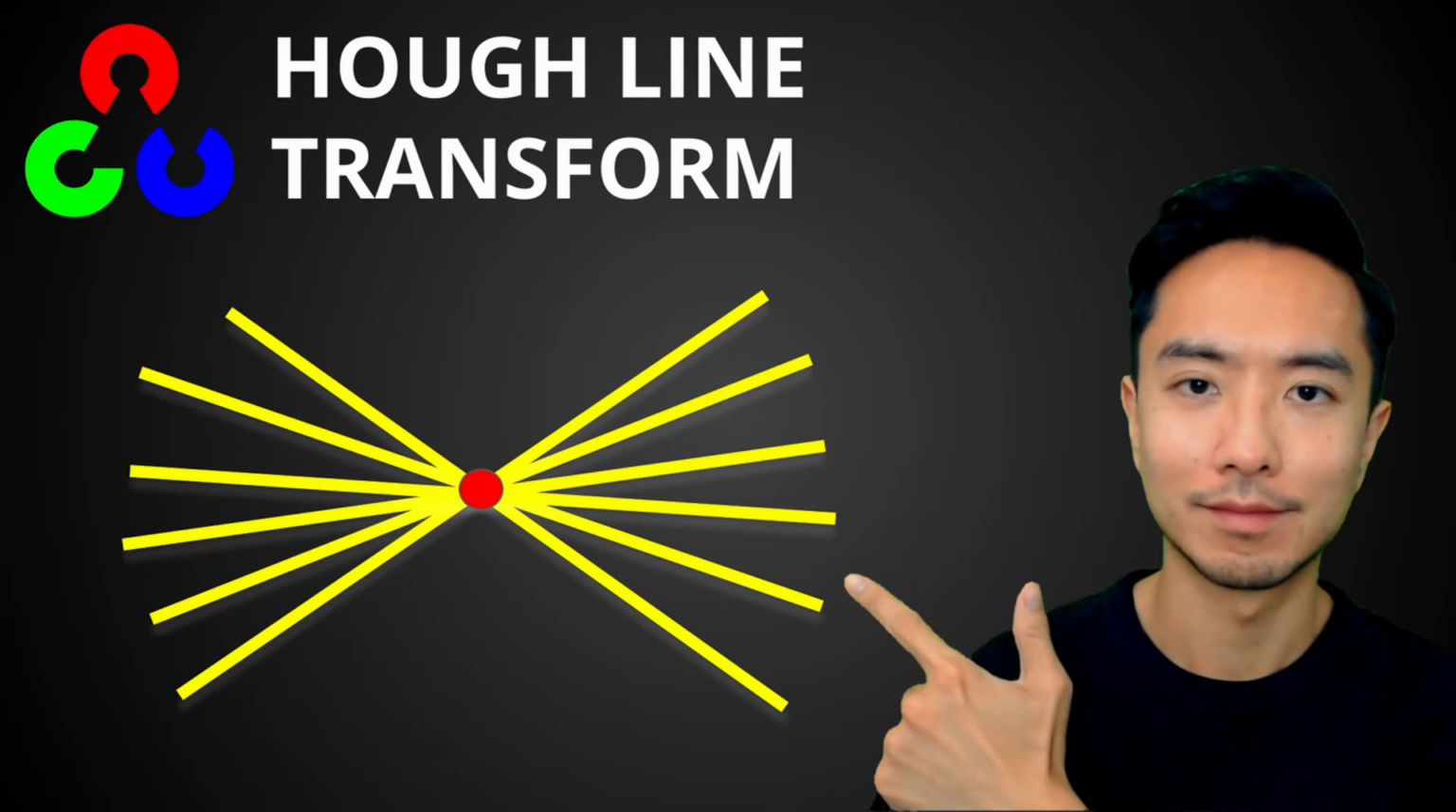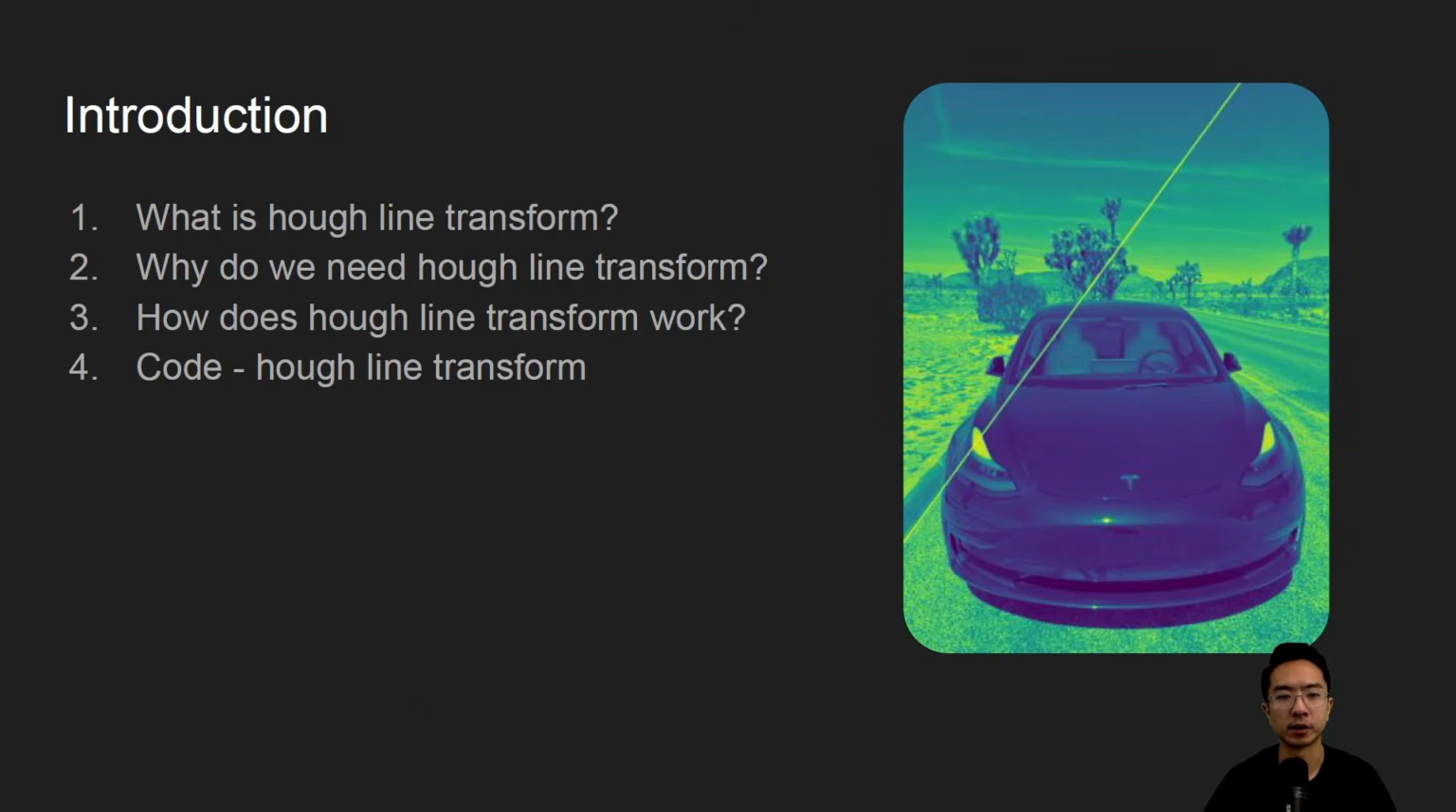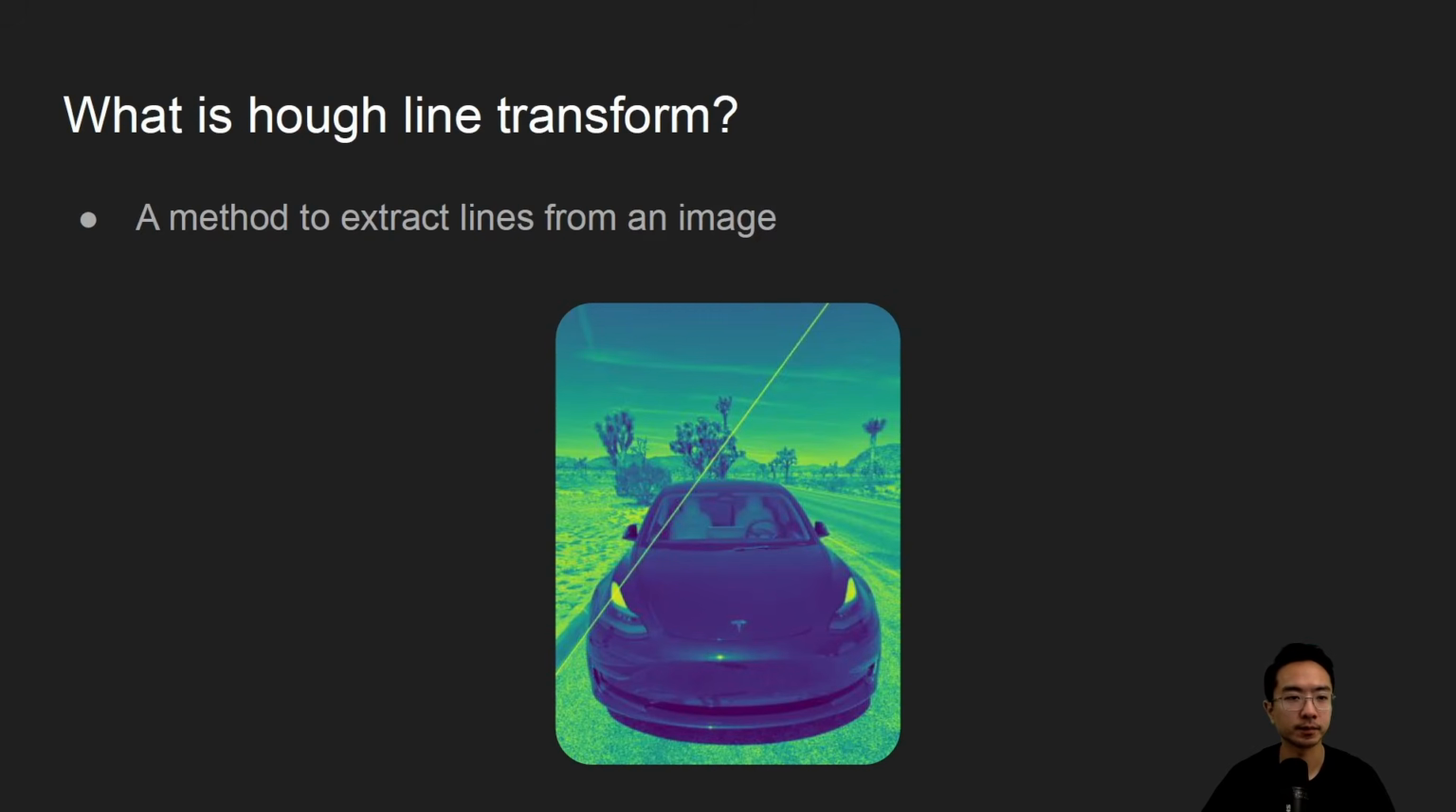Alright, in this video, we're going to talk about the Hough line transform in OpenCV using Python. So we'll start off by saying what it is, why we need it, how it works, and jump straight into a coding example. By the end of this video, we'll see how we could get this line here identified in this picture on the right. So what is the Hough line transform?